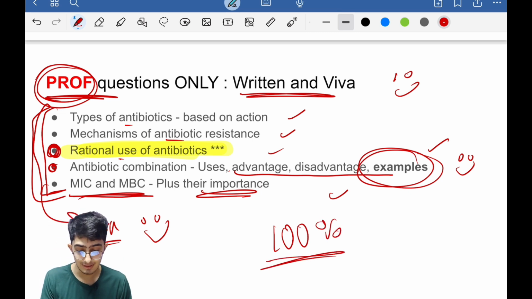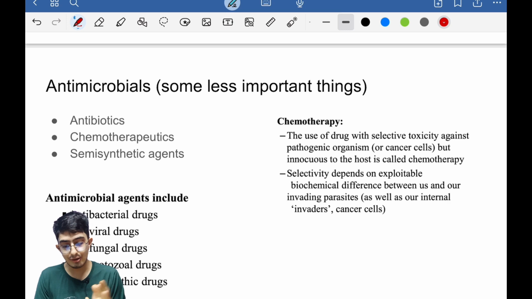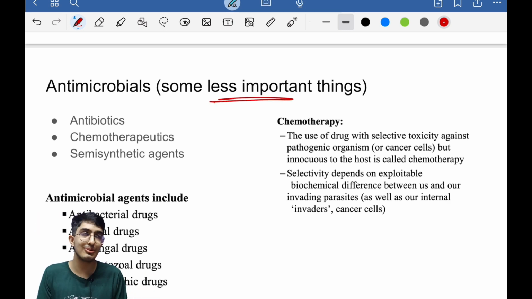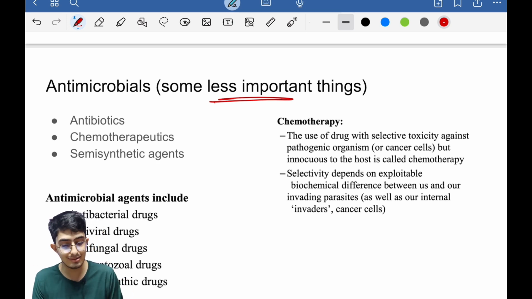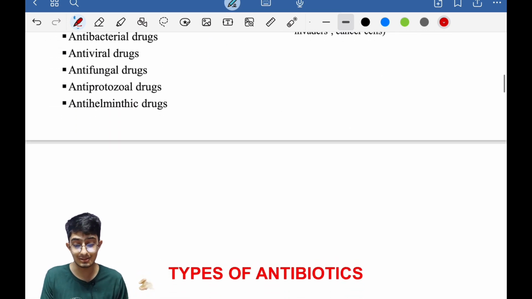So pay attention. Before we jump into the real, juicy thing, let us talk about some less important things. Why are they less important? Because they are less important, but sometimes they ask these things in exams, and I don't want you guys to be caught off guard, right? So let us just discuss these things so that we can get to the actual real things, right?